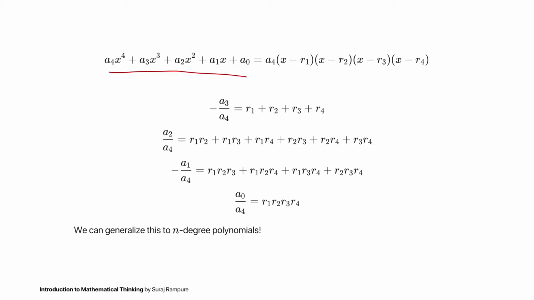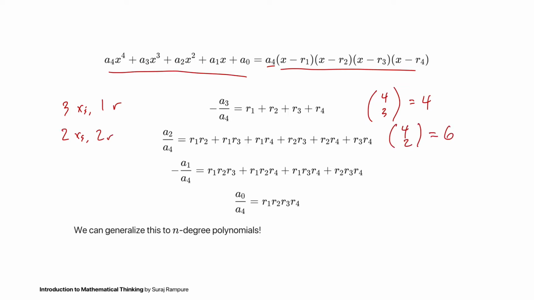Okay, so we know this polynomial will look something like a4 times this expansion of the product of x minus each of the roots. And so in the first case, if I choose 3 x's and one of the roots, I know I will either have r1 or r2 or r3 or r4 on its own, right? So here I am choosing 3 x's, 1 r, right? And that's why there's 4 choose 3, which is 4 terms in this sum. In the next case, I'm choosing 2 x's and 2 r's, which is why there's 4 choose 2, or 6 terms in this sum. In the next one, I'm choosing 1 x and 3 roots, which is why there's 4 choose 1, or 4 terms in this sum. And in the last one, I'm choosing no x's and 4 roots, which is why there's 4 choose 0, or 1 term in this coefficient.